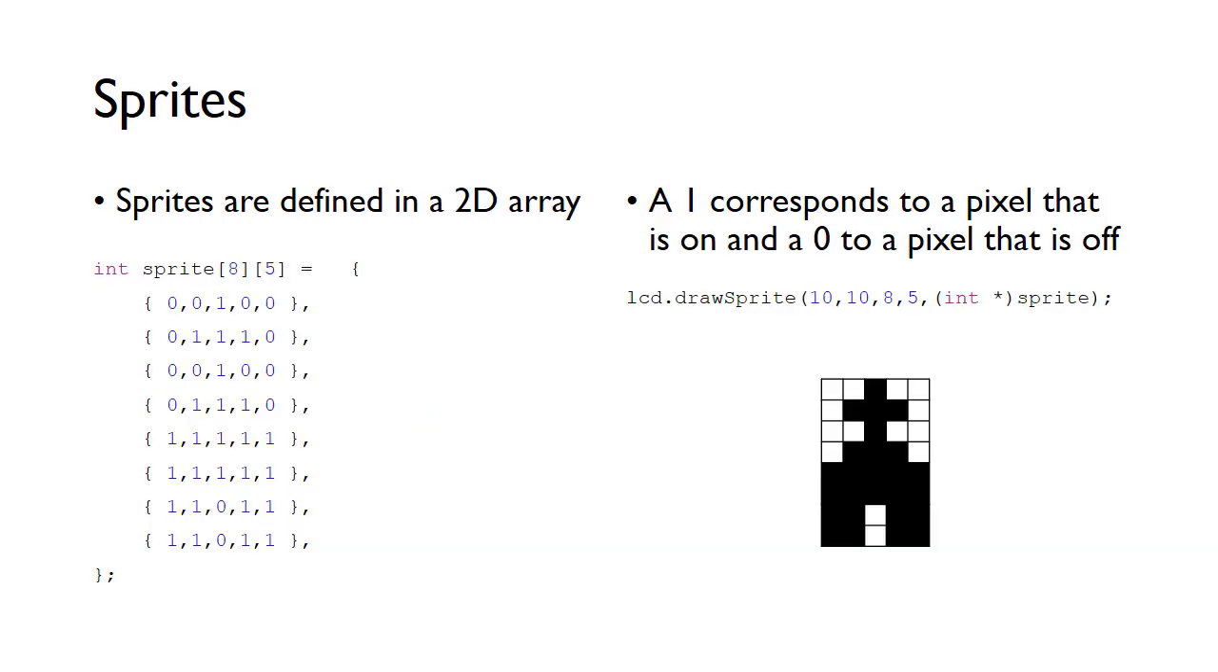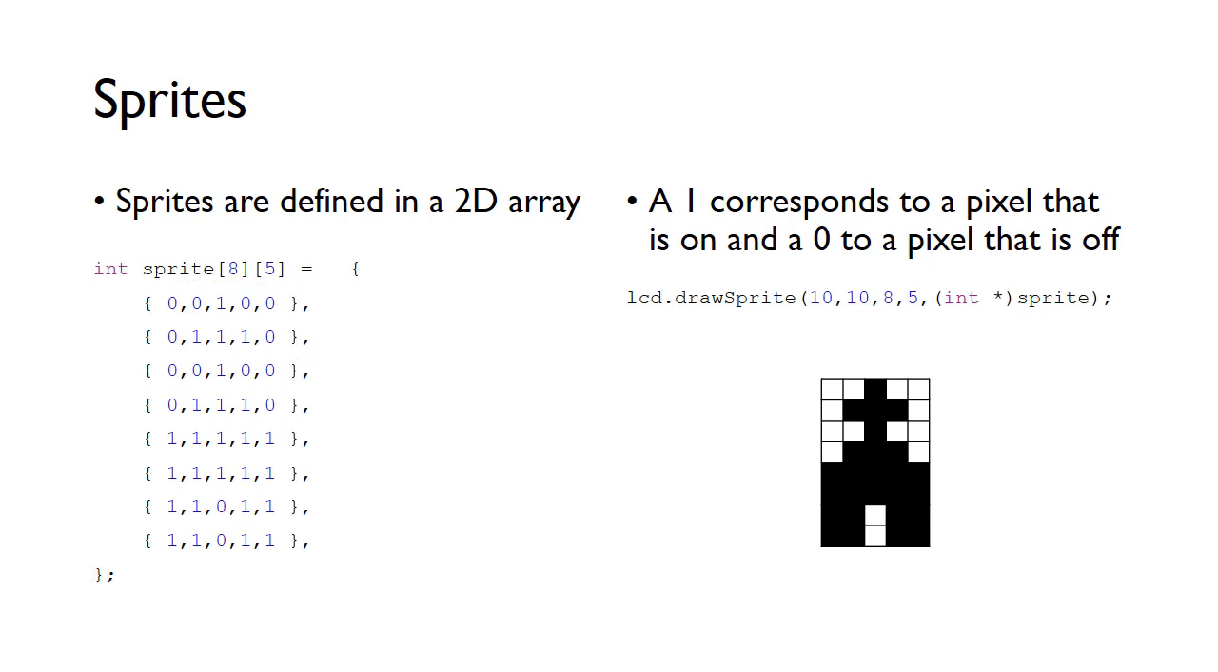So sprites are defined in a 2D array. This is how we define a 2D array. You can see it's eight rows and 5 columns. Essentially, a 2D array is an array of arrays, so each element in the array is a different array. You've got this opening curly brace, closing curly brace, and then for each row you can specify the 0s and 1s which correspond to the pixels.